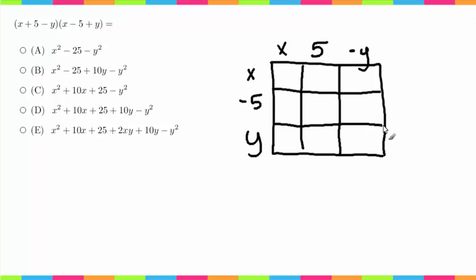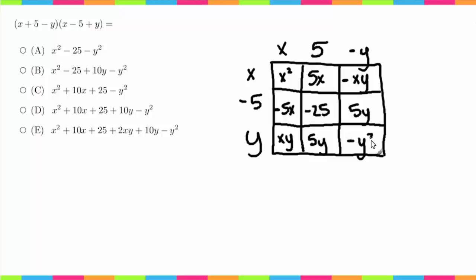And I am going to basically just fill in each one of these squares and then add up the terms at the end, add the like terms. So first I have x times x, which gives me x squared. Working across this way, now I have 5 times x, which gives me 5x. I have negative y times x, which gives me negative xy. Now working on the next row, I have negative 5x, negative 25, 5y, xy, 5y again, and negative y squared.